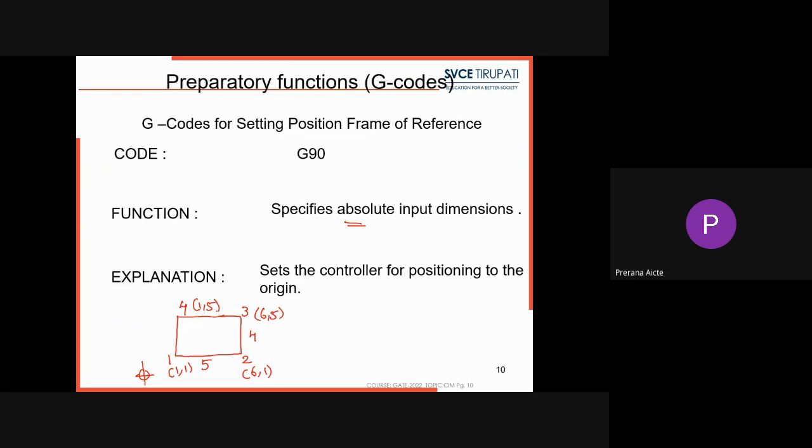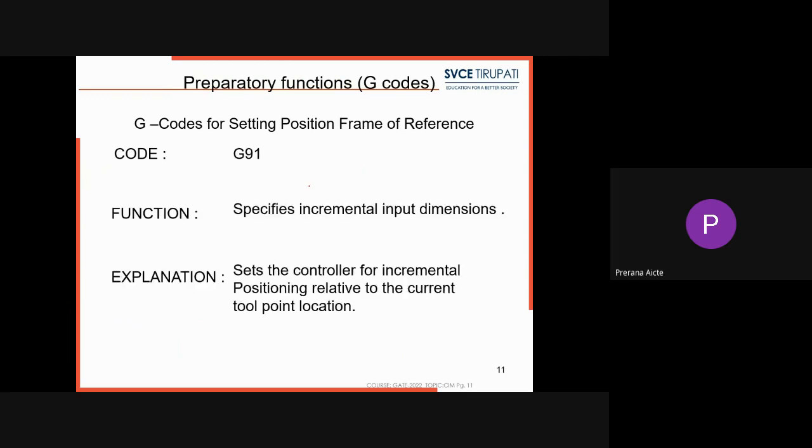So for each and every point, the cutting tool has to move, where each and every dimension takes the origin as its reference. It is known as the absolute coordinate system. While writing a program, if you are using the absolute coordinate system, then we have to specify G90. Then comes another coordinate system, that is G91, which specifies incremental dimensioning.